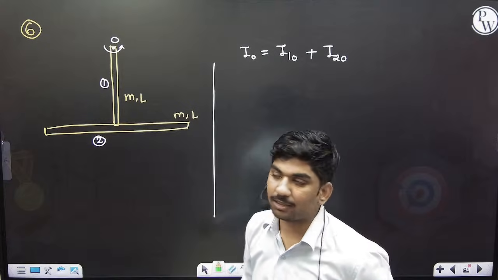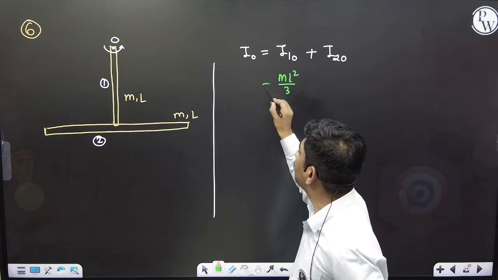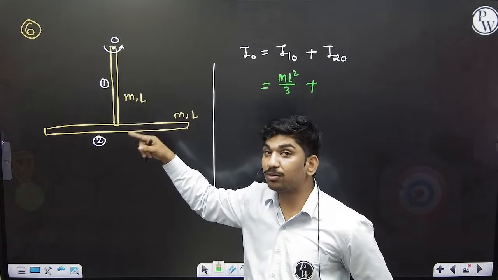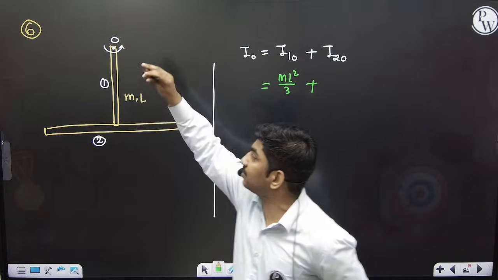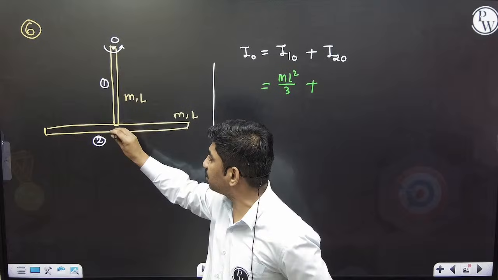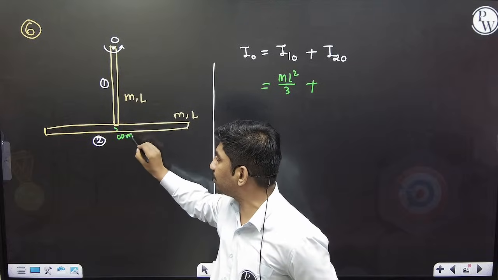So we get mL square by 3. Plus, what is the moment of inertia of this rod? Now we have to use the parallel axis theorem. So one axis is passing through this point. One more axis we just consider passing through this point. So this is its COM as well, the COM of rod 2.